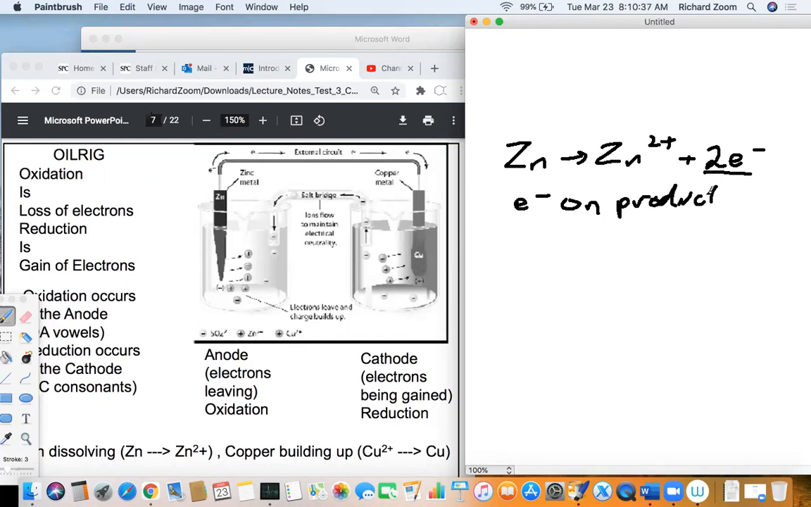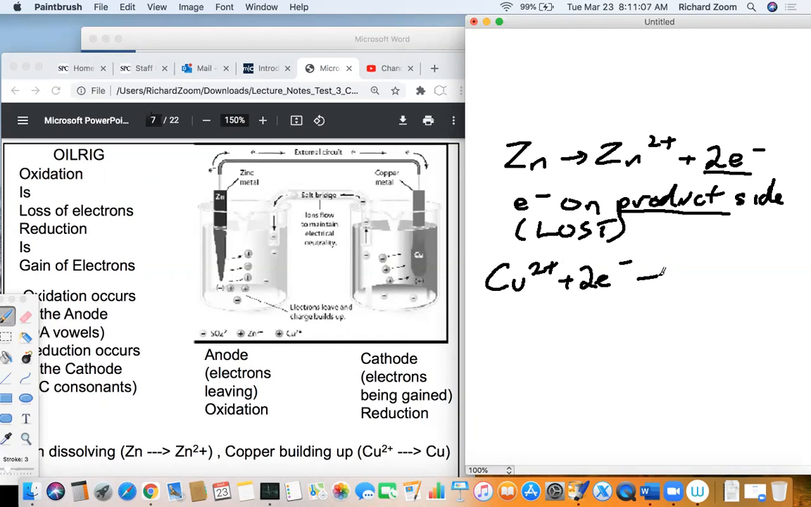Is anybody uncertain about what I mean by the electrons being on the product side? Anybody? When I say the electrons are on the product side, is anybody uncertain about what I mean by that? All right. I hope nobody's lying to me.